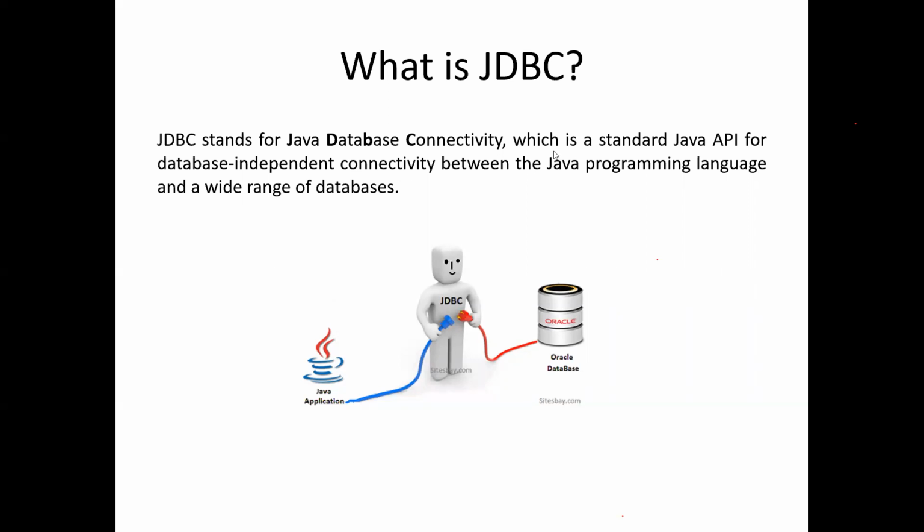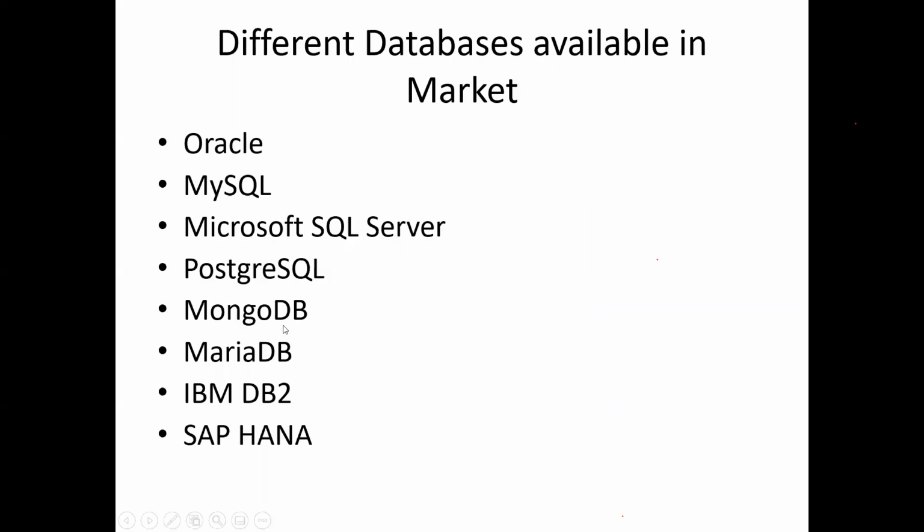Okay, so simply which is a standard Java application programming interface. For what point of view we will use here? For database independent connectivity between Java programming language and a wide range of databases. Okay, here we have only one Java programming language, but we have several databases. Already we have discussed 8 different databases.